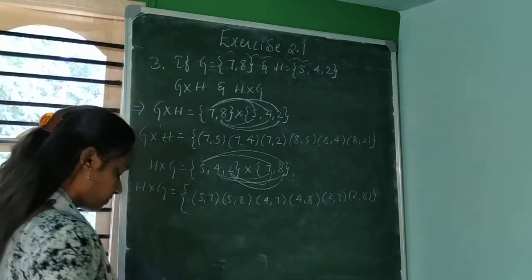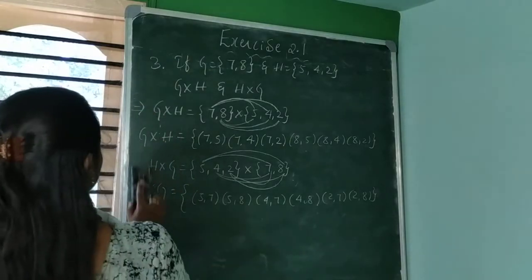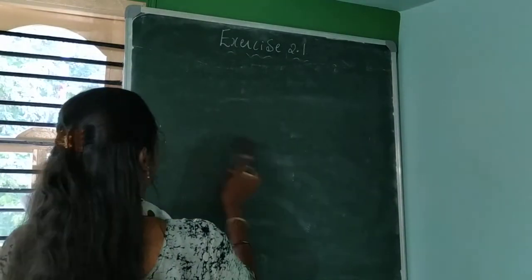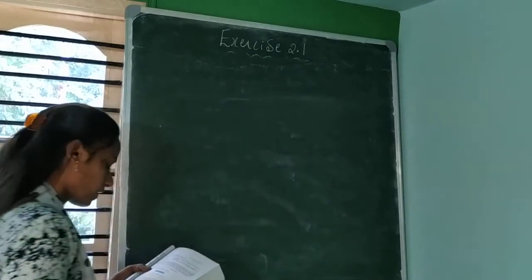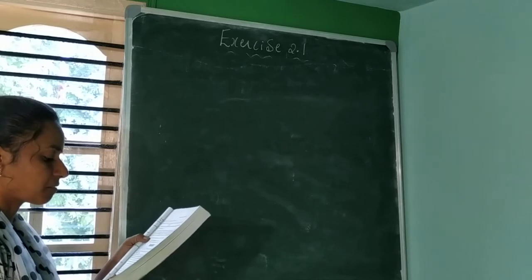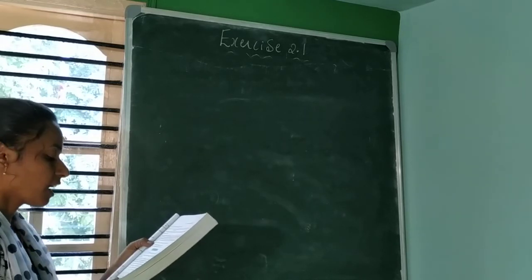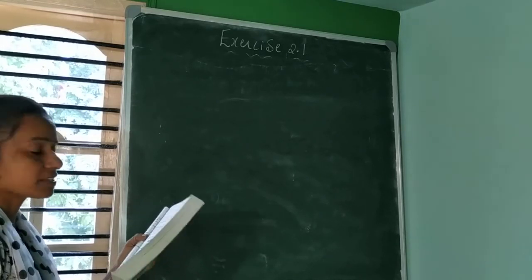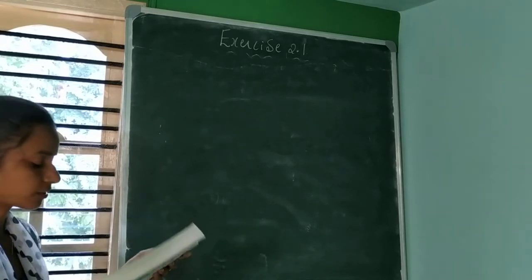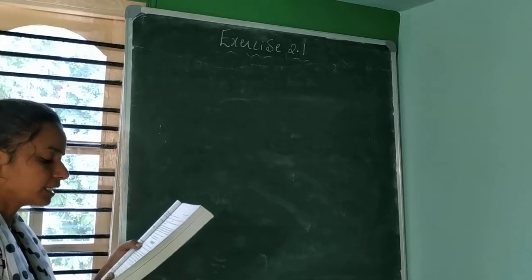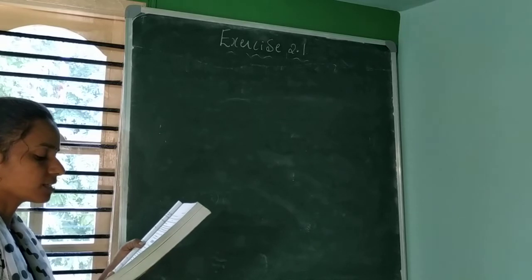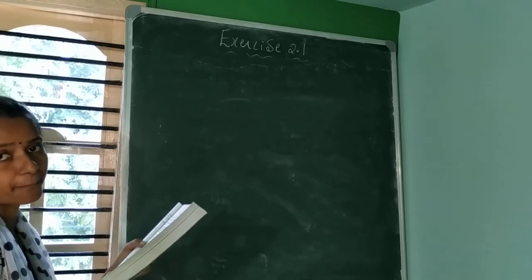So the fourth question is statement-wise. State whether each of the following statements is true or false. If the statement is false, rewrite the given statement correctly; you need to correct it. The question is: if P is {m, n} and Q is {n, m}, then P cross Q is {m, n} and {n, m}.